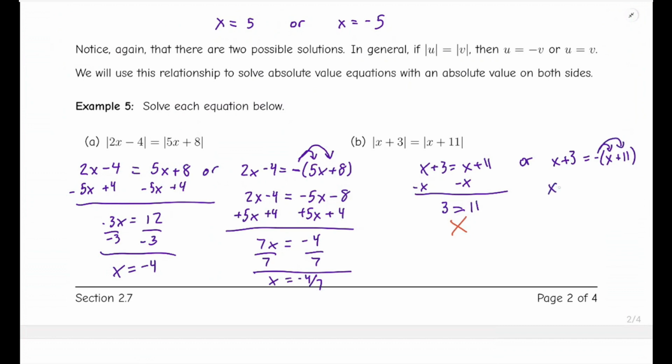So then this one becomes x plus 3 equals negative x minus 11. Now when we add x to both sides and subtract 3, we get 2x equals negative 14. Divide by 2, we get x equals negative 7. And now we only got a single solution this time. And that's it for part 1 of section 2.7.